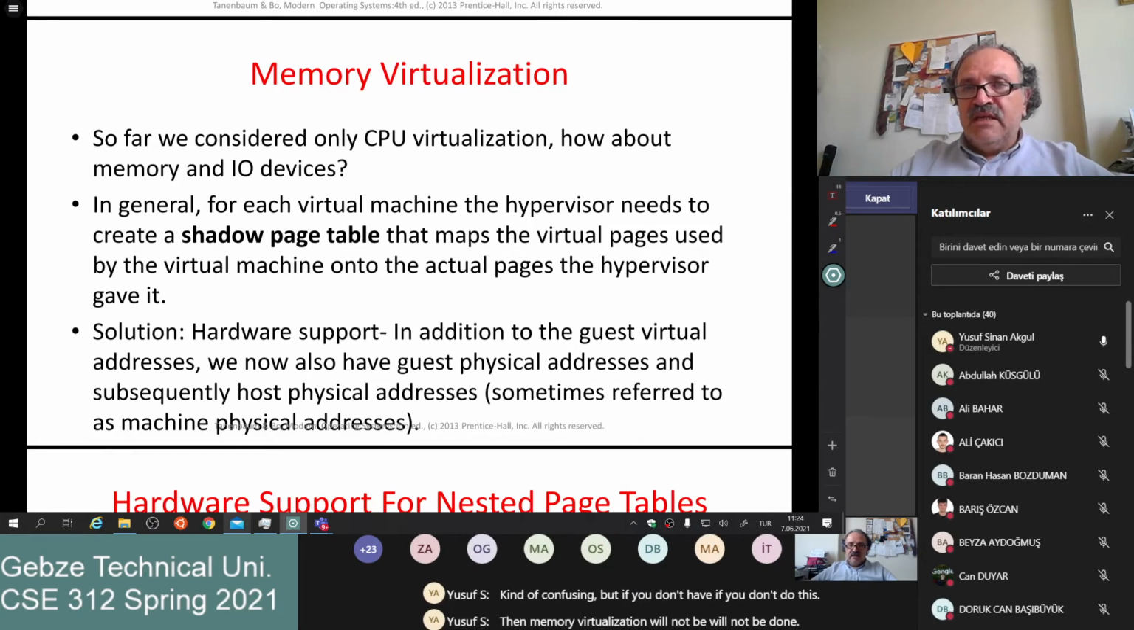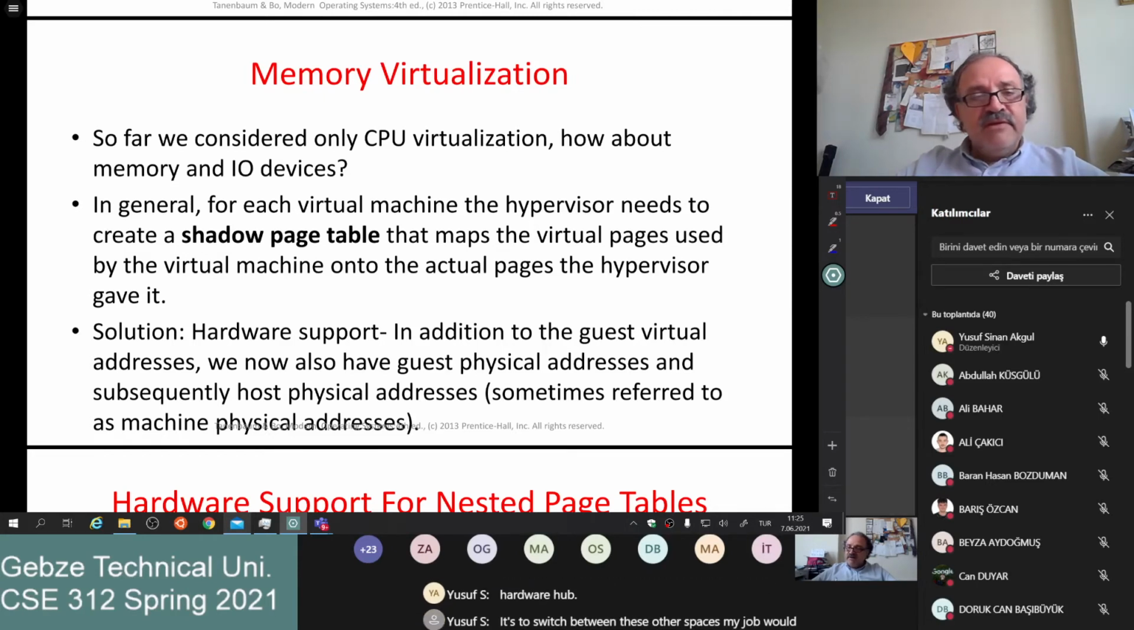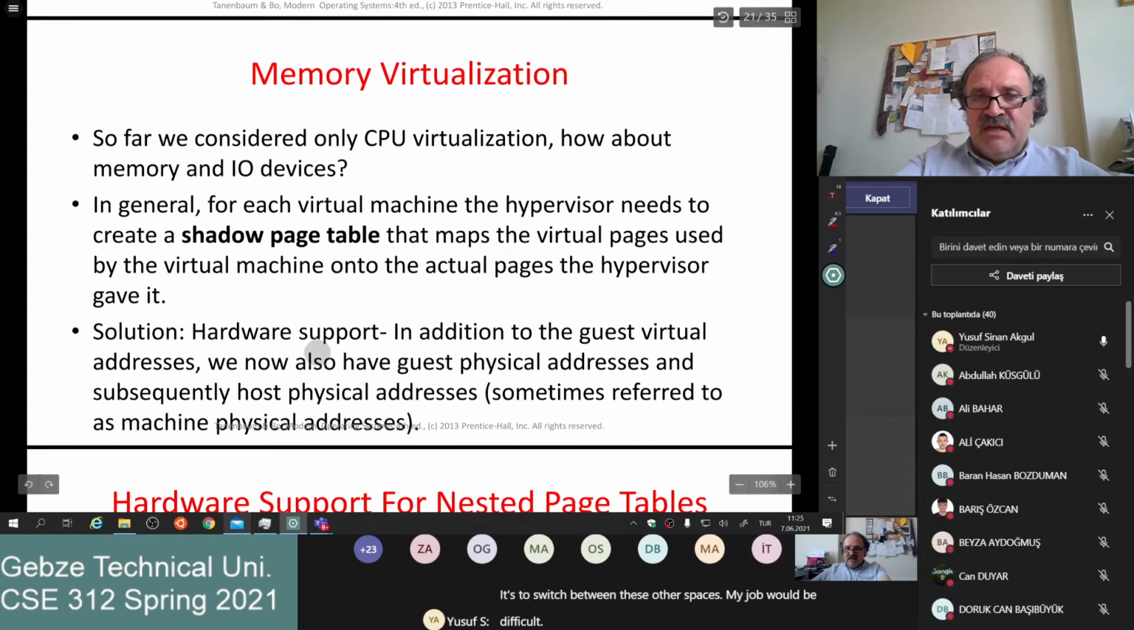Okay, so there is this idea of guest virtual addresses. These are the addresses used by the applications, and then I have the guest physical addresses. These guest physical addresses are used by the guest operating systems, and then I have the host physical addresses, or the machine physical addresses. These machine physical addresses are used by the hypervisors. And without getting hardware help to switch between these address spaces, my job would be difficult, and that's why I get this hardware support.